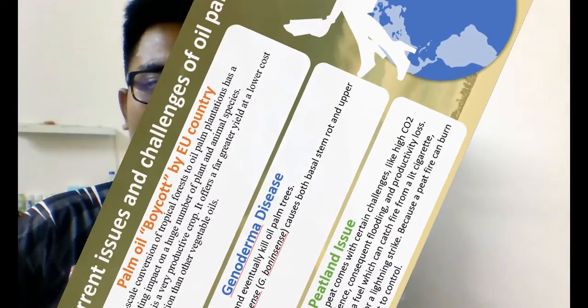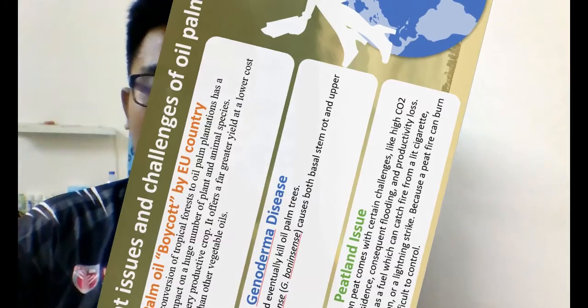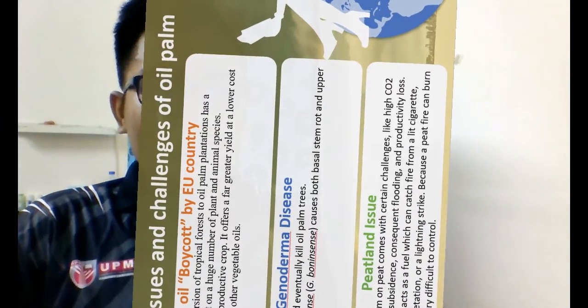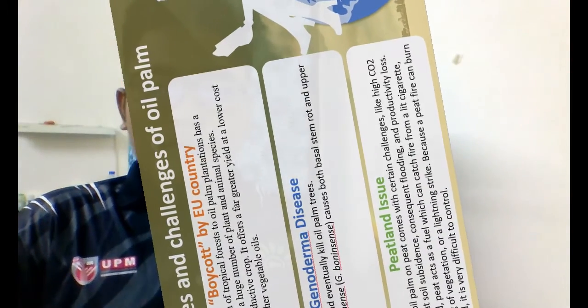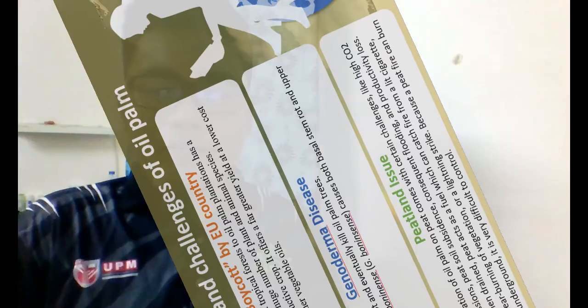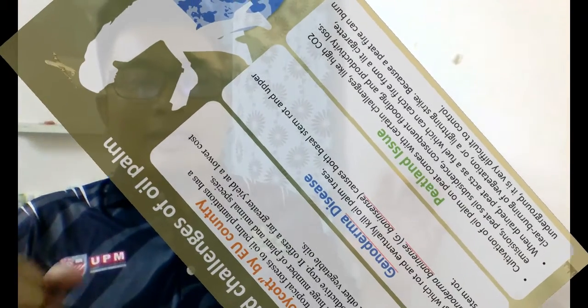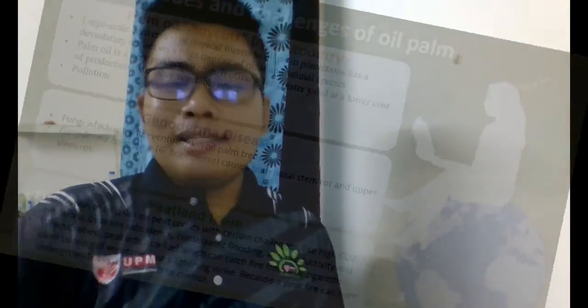And secondly, peat contains many organic materials, so when fire catches the soil, the burning does not happen on top of the soil but inside the soil, so we cannot control it, because we don't know where the fire has caught and spread.